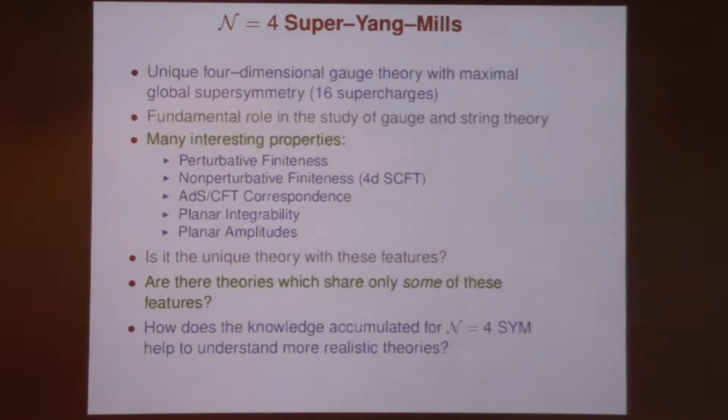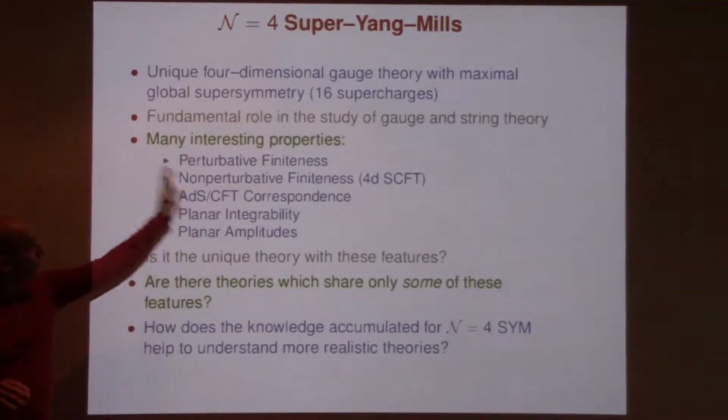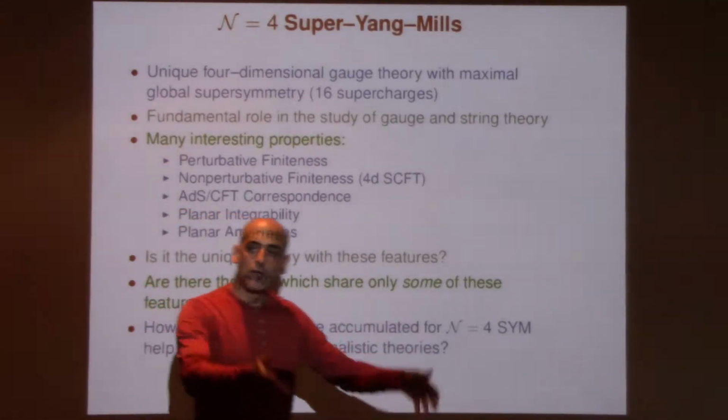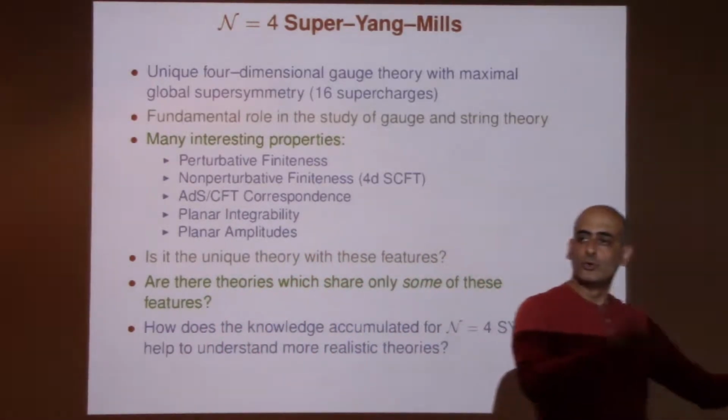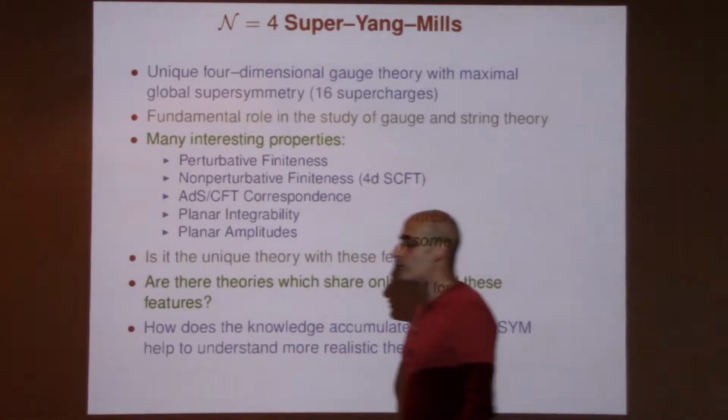Now, N=4, as already has been discussed in this school, is a very special theory. You can think of it as the unique four-dimensional gauge theory with the maximum amount of supersymmetry, and it has so many beautiful and interesting properties, like perturbative finiteness, for instance. So it's a theory where if you try to calculate Feynman diagrams of one loop, two loops of fundamental fields, you will never find any UV divergences.